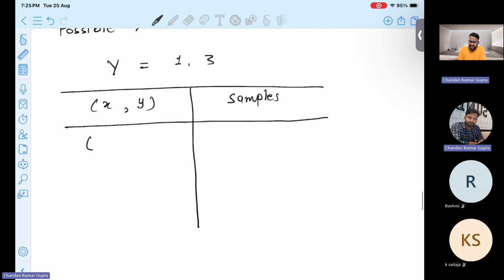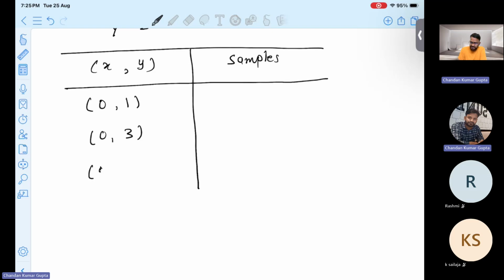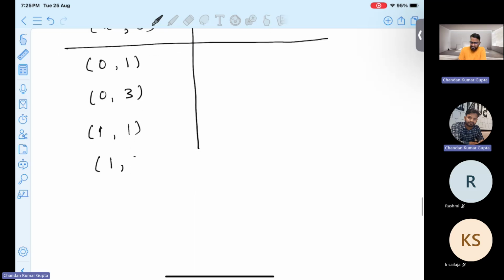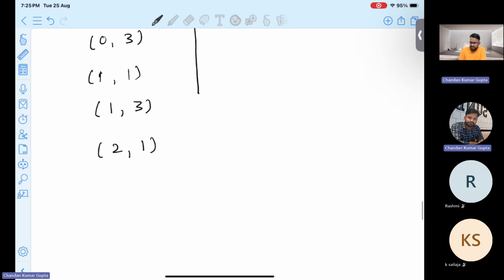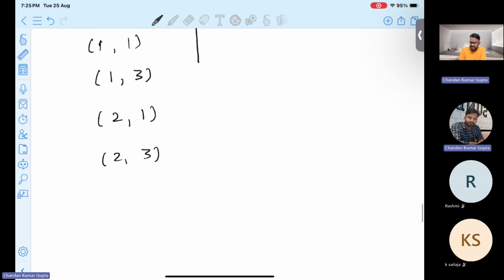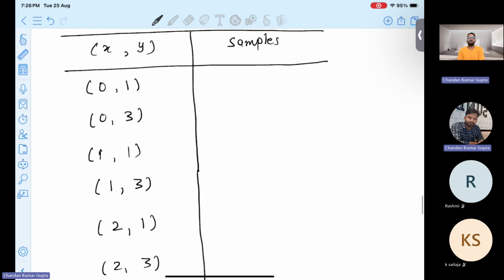So see, x can take value 0, y can take 1. X can take 0, y can take 3. Similarly, x can take 1, y can take 1 also. And then x can take 1, y can take 3. Similarly, 2, 1, 2, 3, and at last 3, 1, 3, 3. So these are the possible 8 combinations for the two random variables x and y.